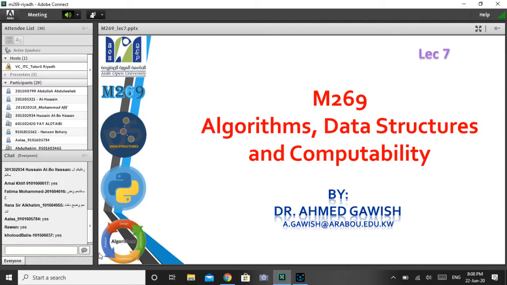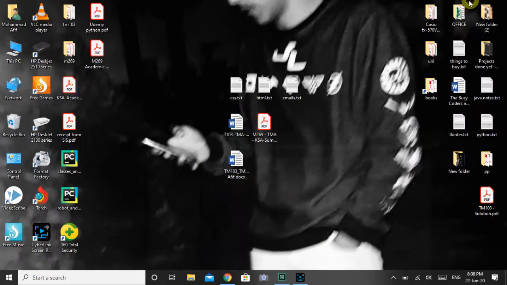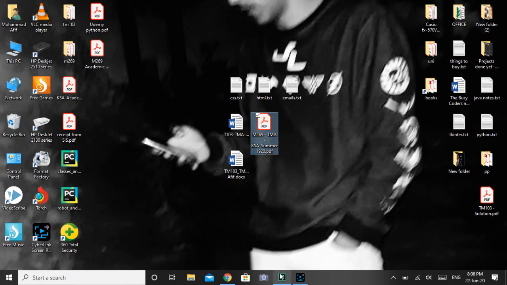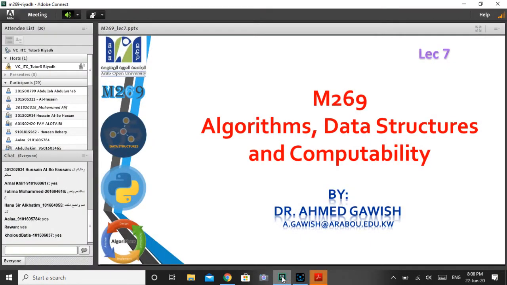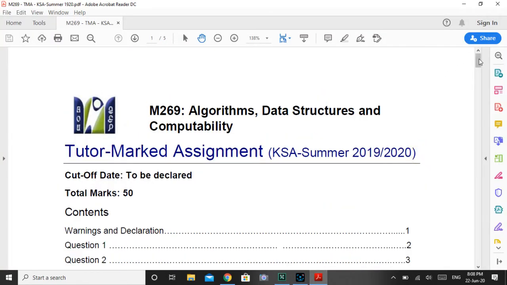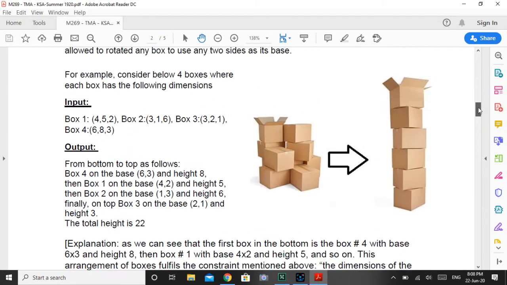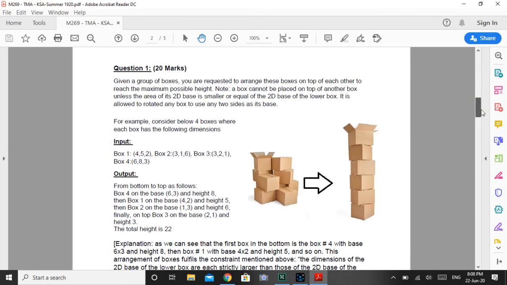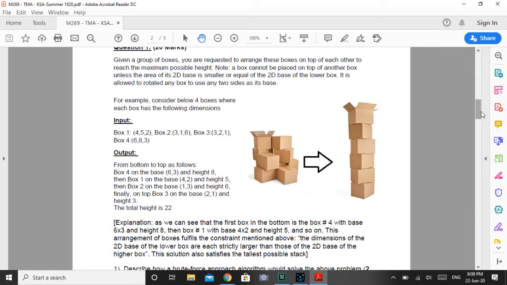Such that the bigger base comes first, and then on top of it you put the box that has either the same base or smaller. So you cannot put a box with a bigger base over a smaller base. The base must be smaller than the one below that object. So we will put groups of boxes on top of each other again, and the base of the first block must be the biggest, and then smaller, smaller, smaller, and so on.